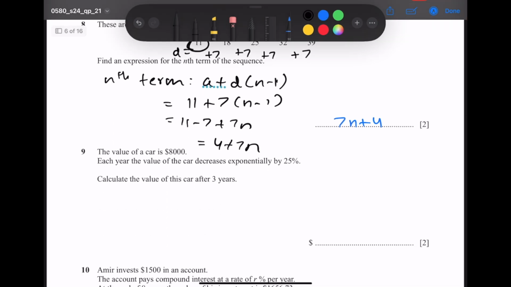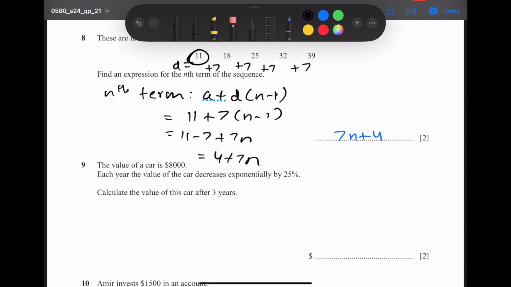Oh, sorry, there's no A part and B part. This is just the question 8 answer.